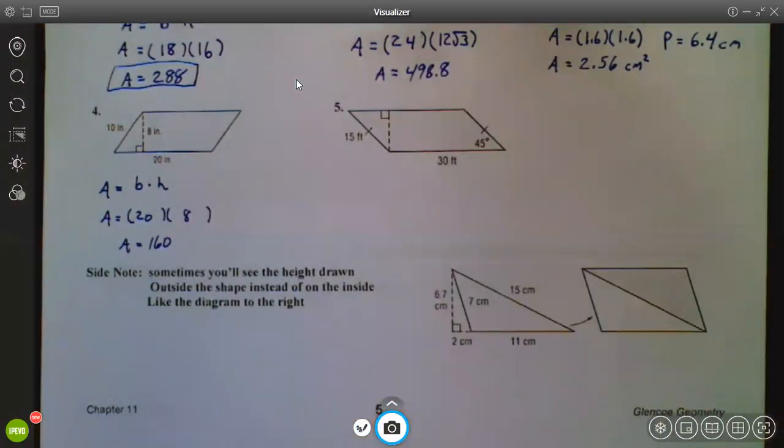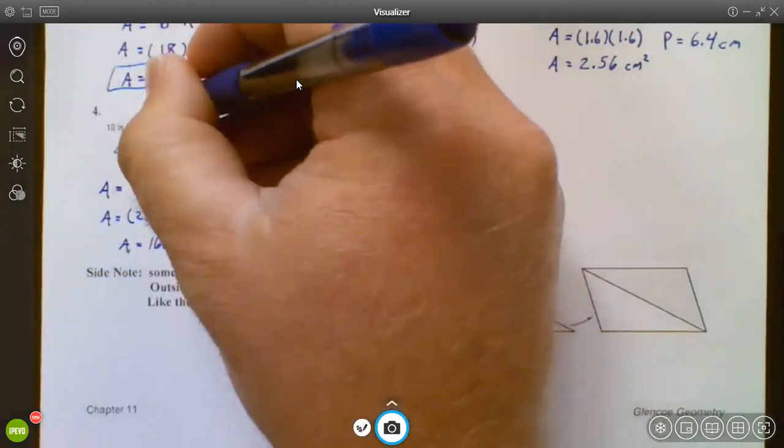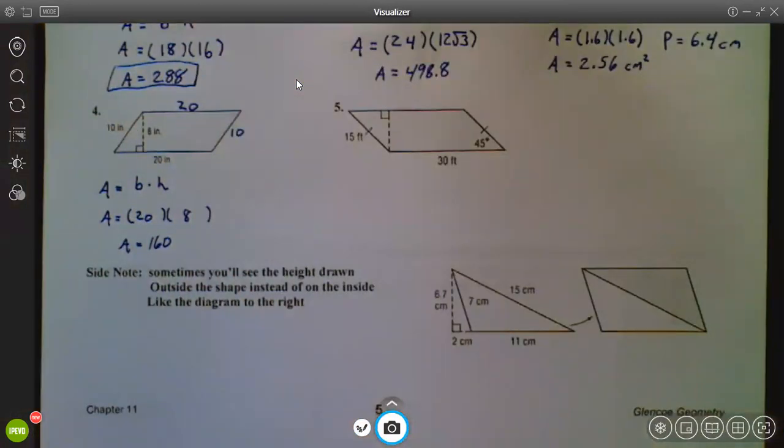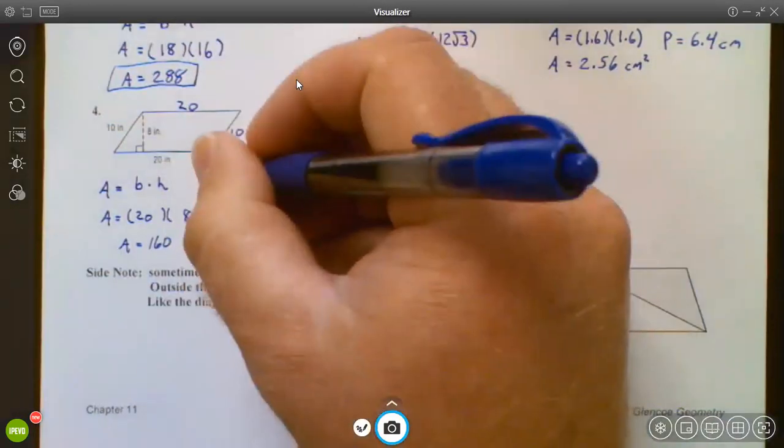Guys, as far as the perimeter goes, just wanted to remind you of our parallelogram properties. Yeah, we know opposite sides are equal. So if the bottom is 20, the top is 20. If the left is 10, the right is 10. Then you could add them all together. You didn't have to do a whole lot of side work on this one. So 60 total if we add those up.